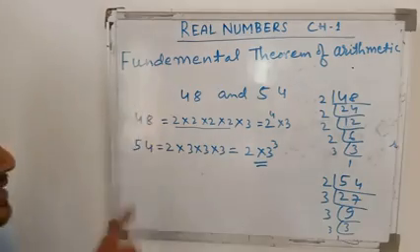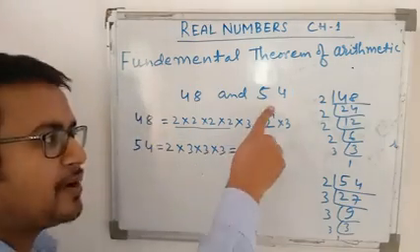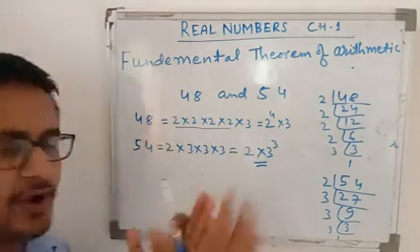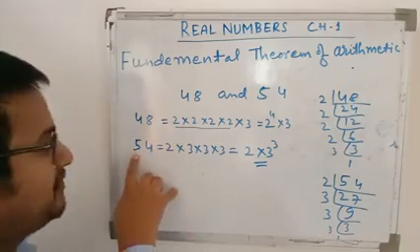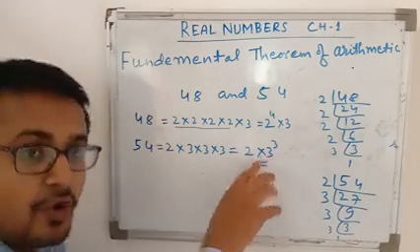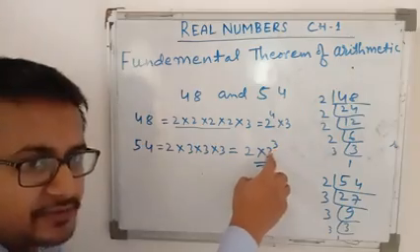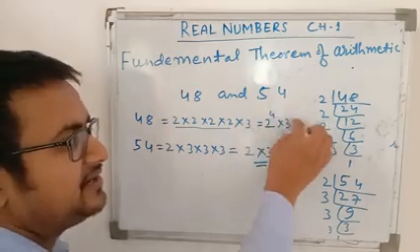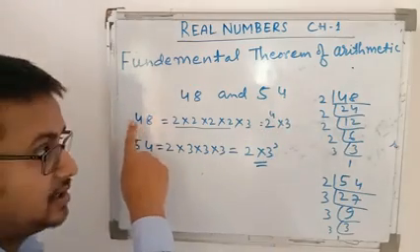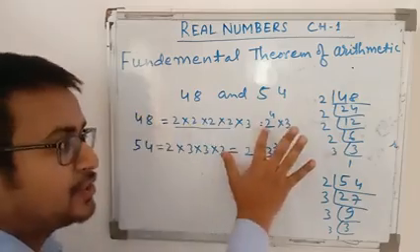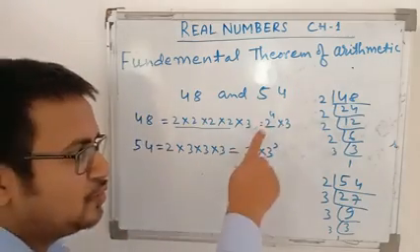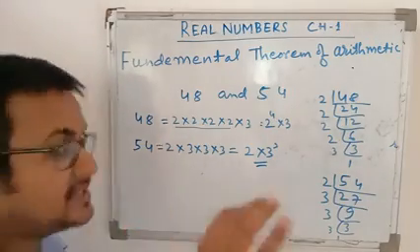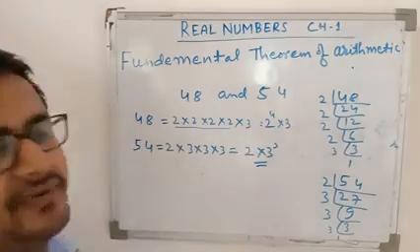See one thing: 48 can be written as 2 to the power 4 into 3 or 3 into 2 to the power 4. You can change the order. Same way 54 is 2 into 3 cube or 3 to the power 3 into 2. But the factorization of 48 is fixed. 48 has only 2 and 3 as primes, 2 four times and 3 only one time. It will not change. This is what the fundamental theorem of arithmetic says.